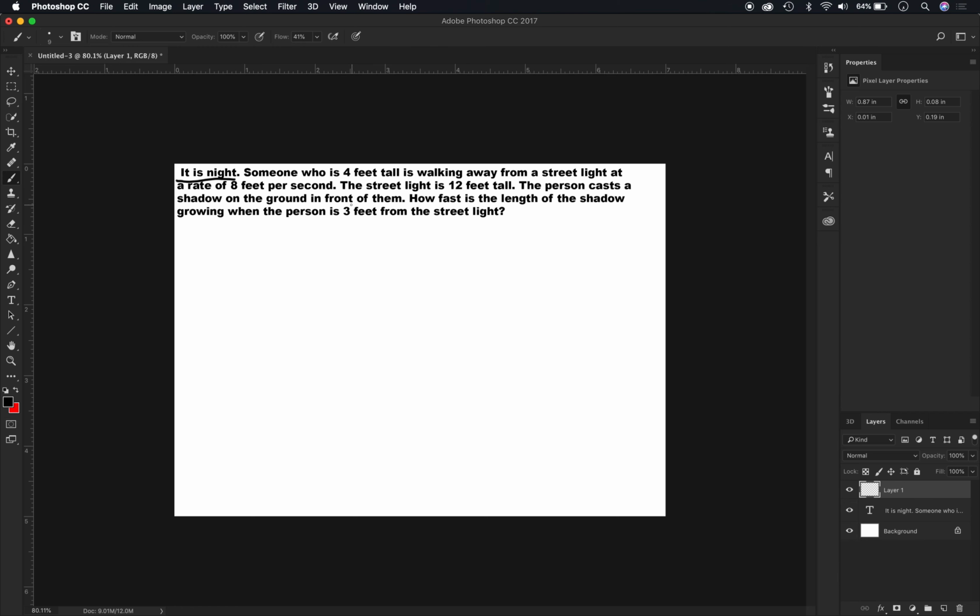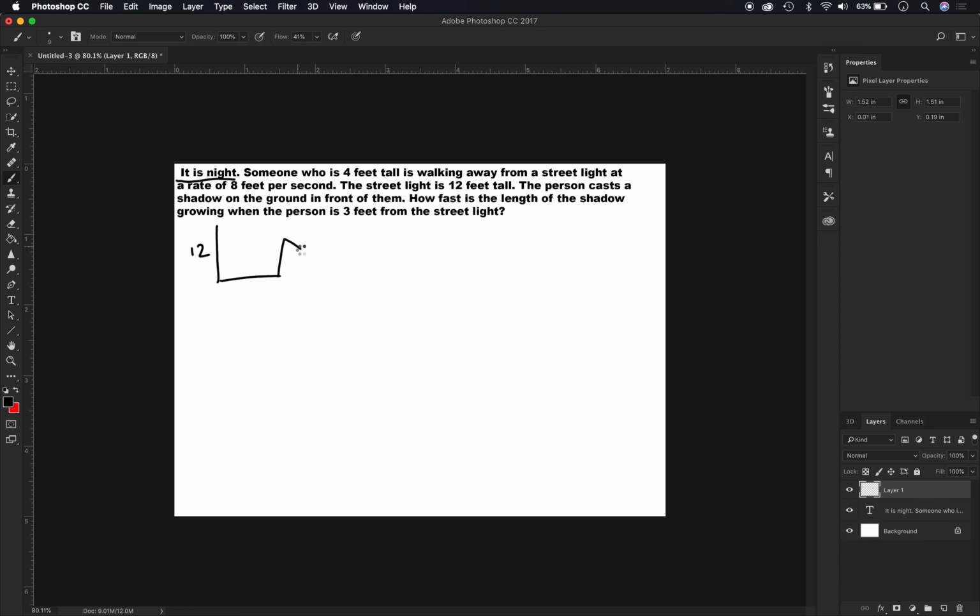So someone who's 4 feet tall is walking away from a street light at a rate of 8 feet per second. The street light is 12 feet tall. The person casts a shadow on the ground in front of them. How fast is the length of the shadow growing when the person is 3 feet from the street light?